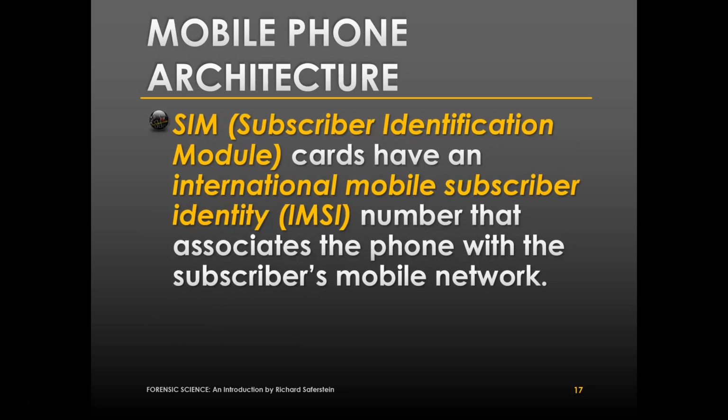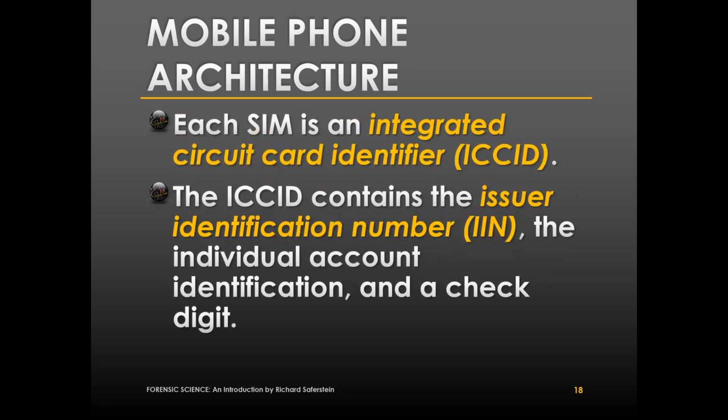You also have a SIM card, which stands for Subscriber Identification Module, and it has an International Mobile Subscriber Identity, IMSI, number that associates the phone with the subscriber's mobile network. Each SIM has an Integrated Circuit Card Identifier, ICCID. The ICCID contains the issuer identification number, IIN, the individual account identification, and a check digit. So this is kind of like what we were talking about before with the IP address. It's different, but it's all of these numerical ways of identifying a device.